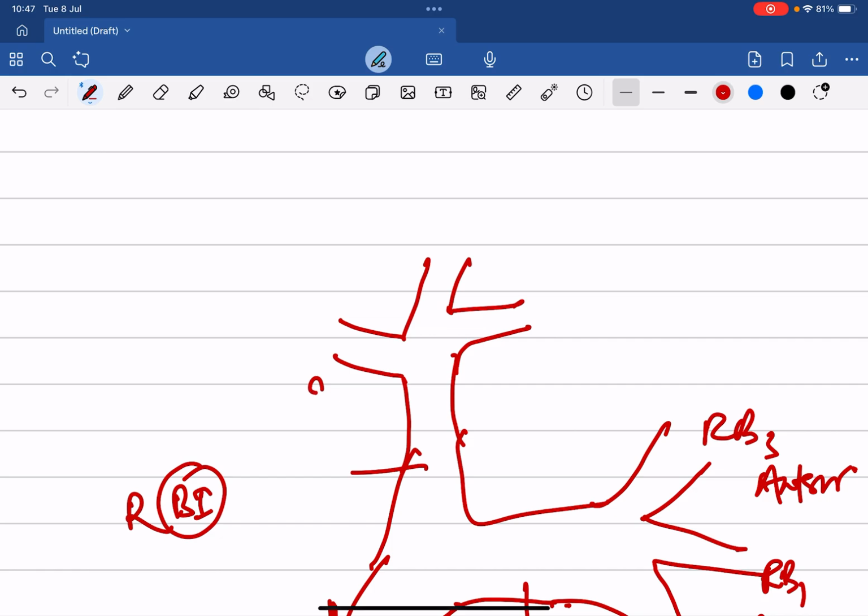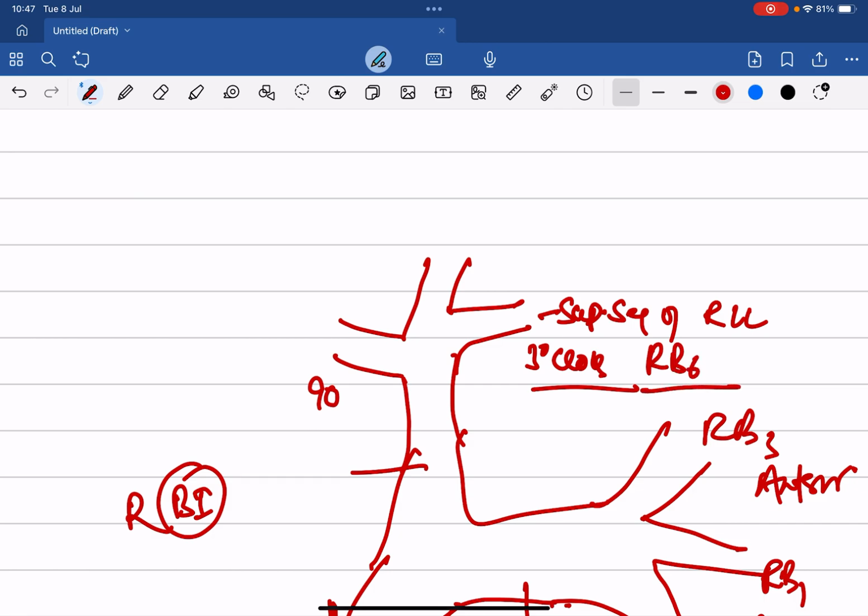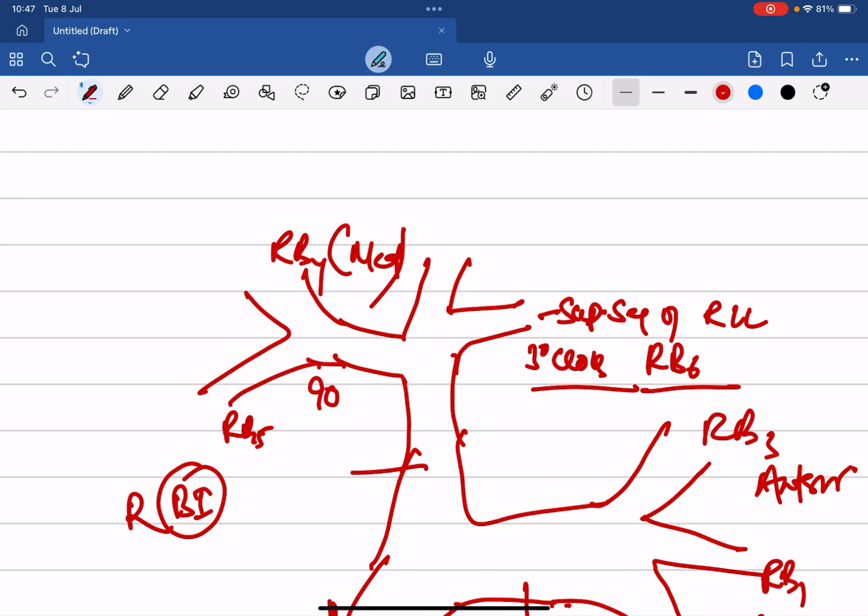The 9 o'clock position is the middle lobe bronchus. This 3 o'clock is the superior segment of the right lower lobe, nomenclature RB6. This middle lobe bronchus is further divided into two parts: RB4 and RB5. RB4 is the medial segment. This RB5 is the lateral segment of the middle lobe.